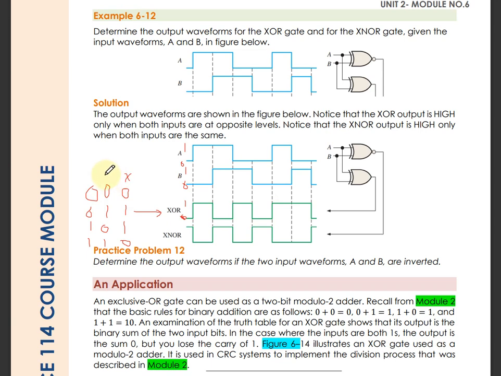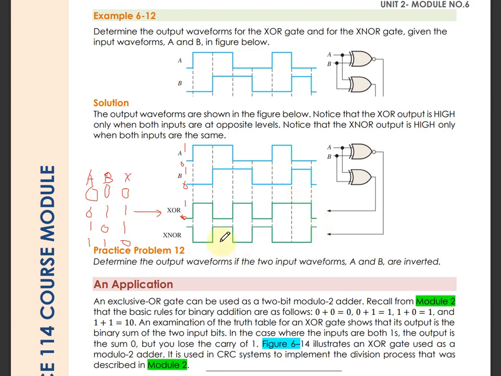This is our X, B, and A. Okay? Then this is high, this is low. So, high and low, the output is high. So our answer here is high. We have low, we have high, no? So, low and high, the result is high, no?